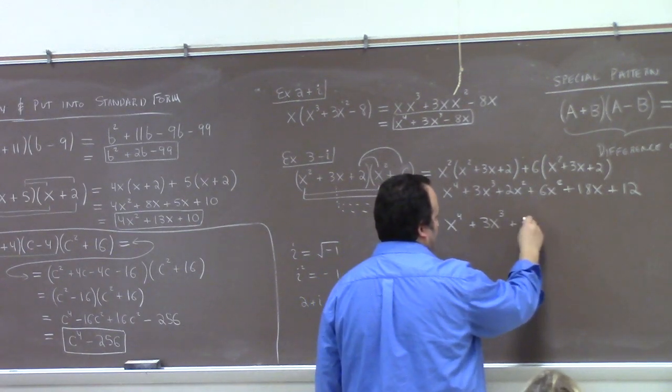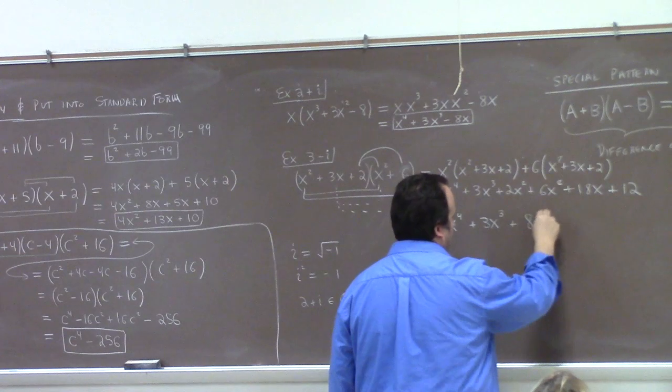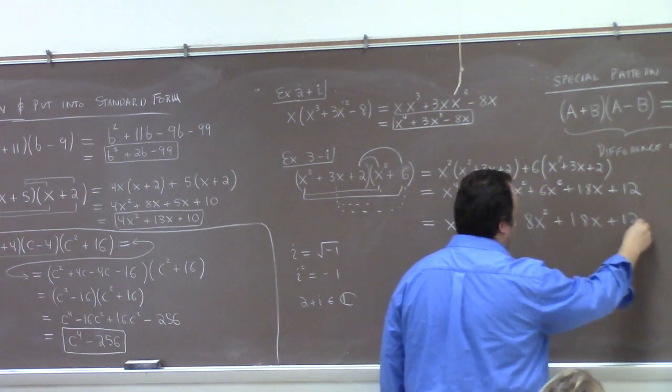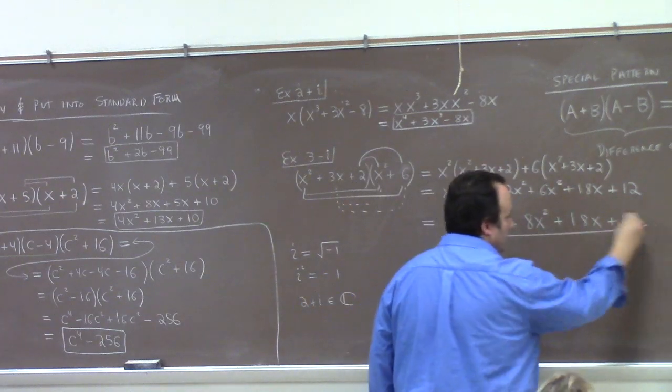What did you hear? What did you say? 8x squared plus 18x plus 12. And that's it, yeah. There you go.